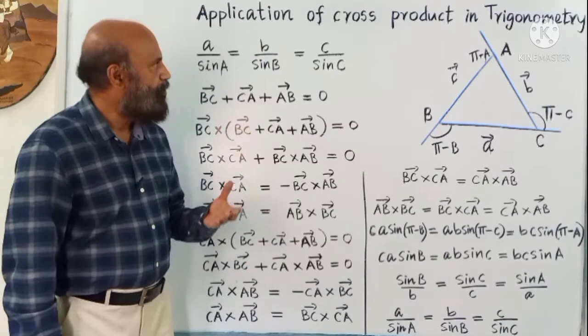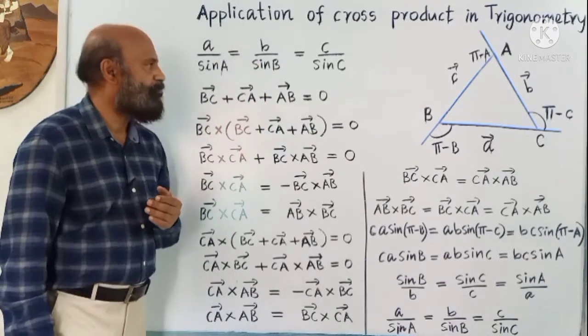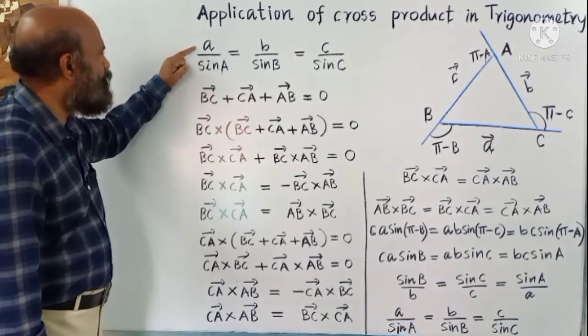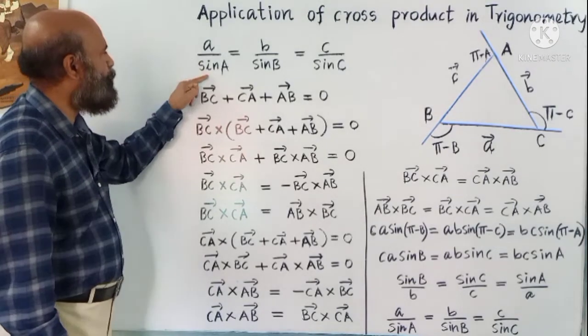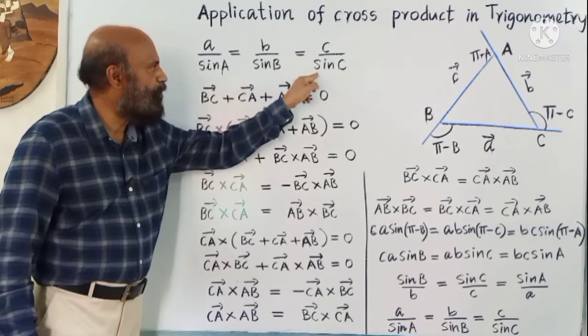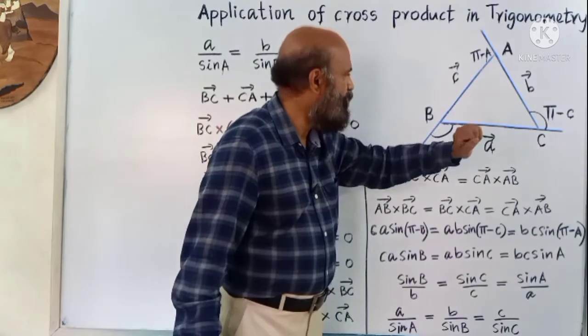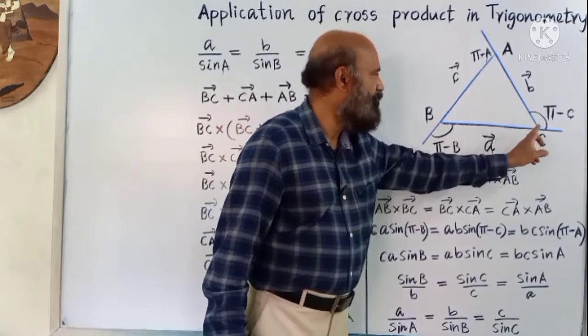In this video, let us see an application of cross product in trigonometry. You know, this is a relation in trigonometry: a divided by sin A is equal to b divided by sin B is equal to c divided by sin C, where capital A is the angle and small a is the side.